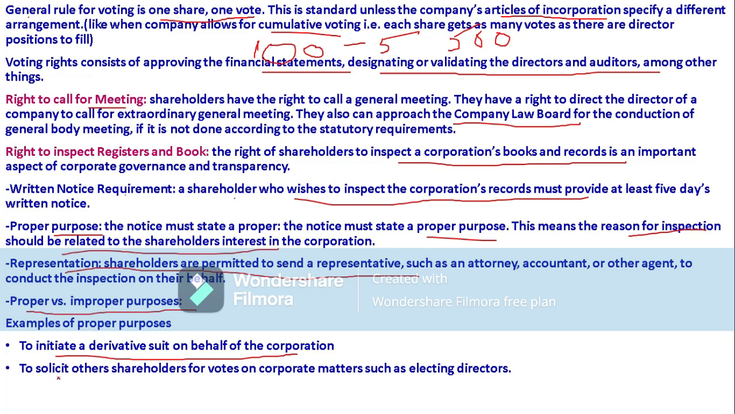And to solicit other shareholders for votes on corporate matters such as electing directors, means we are sending another person on behalf of us. So in those cases also, for voting in electing directors, okay, in that proper purpose also we can initiate other persons.